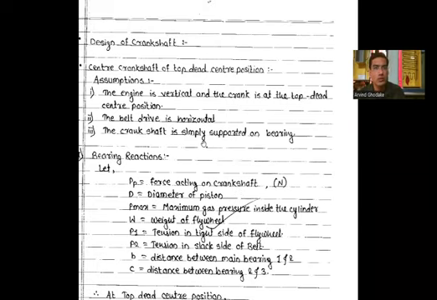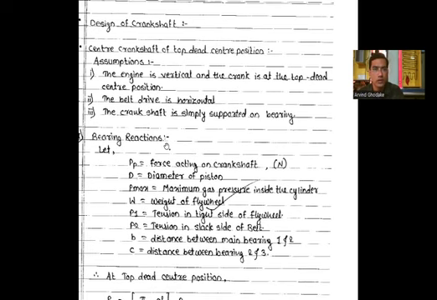While designing the crankshaft, we have to make some assumptions. The first assumption is that the engine is vertical and the crank is at the top dead center position. Second, the belt drive is horizontal. Third, the crankshaft is simply supported on the bearings. These are important assumptions that we have to take into consideration for designing a crankshaft.